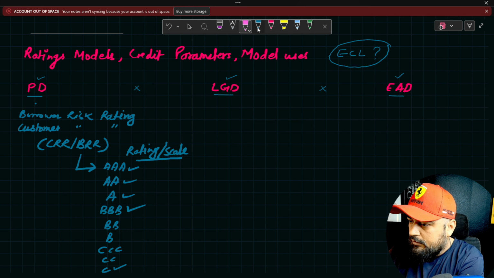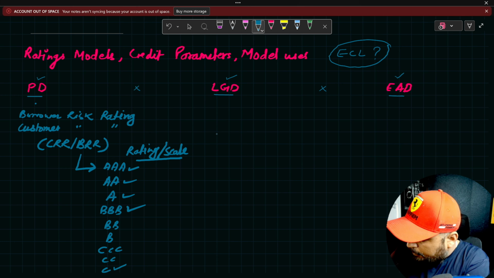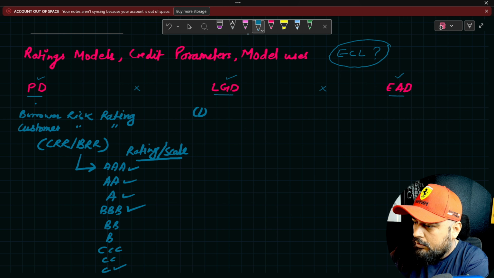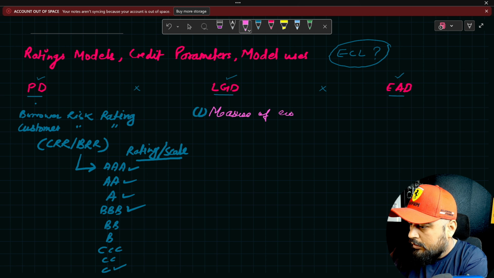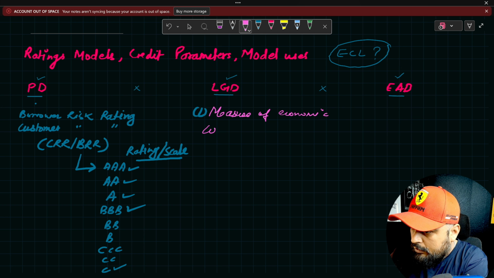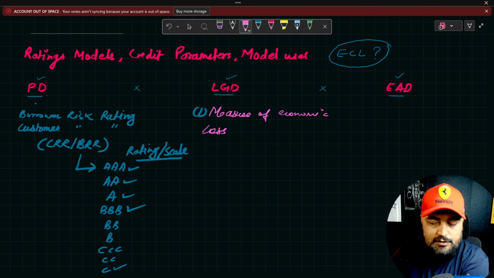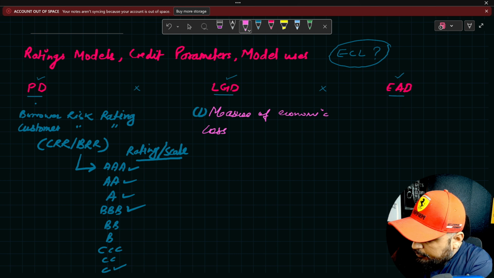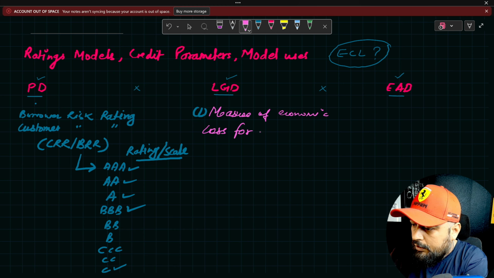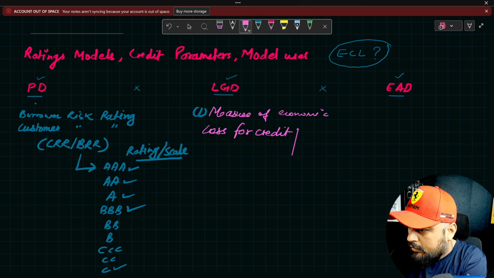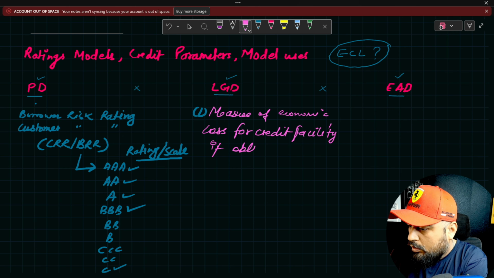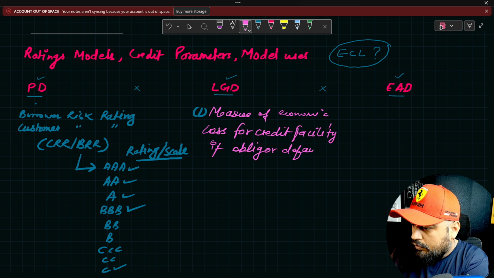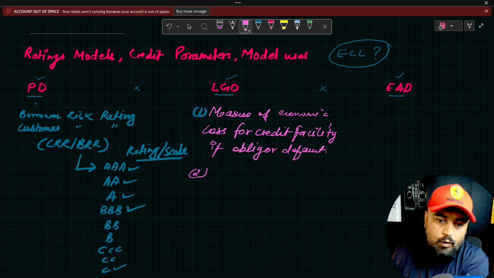So in LGD, it is loss given default, right? That is number one thing. Now this is the measure. Number one, LGD is a measure of economic loss. Economic loss, right? Economical loss we also call it. It's just the pronunciation, okay? So this is the measure of economic loss of a credit facility if the obligor defaults. So this is one thing you need to always remember about LGD.